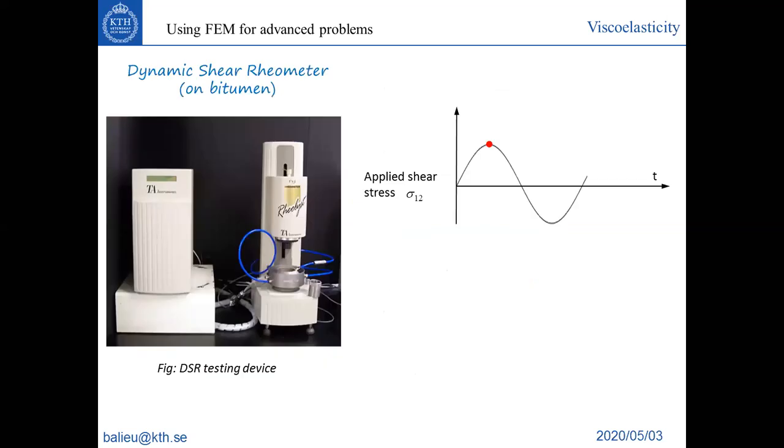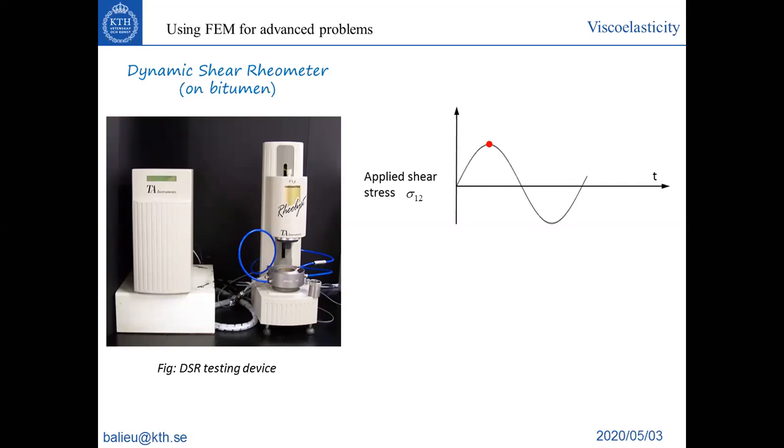Now I want to present you another possibility of characterizing the viscoelastic behavior, by using a dynamic shear rheometer. So it's an example that you can do this. We can do this kind of test on bitumen.